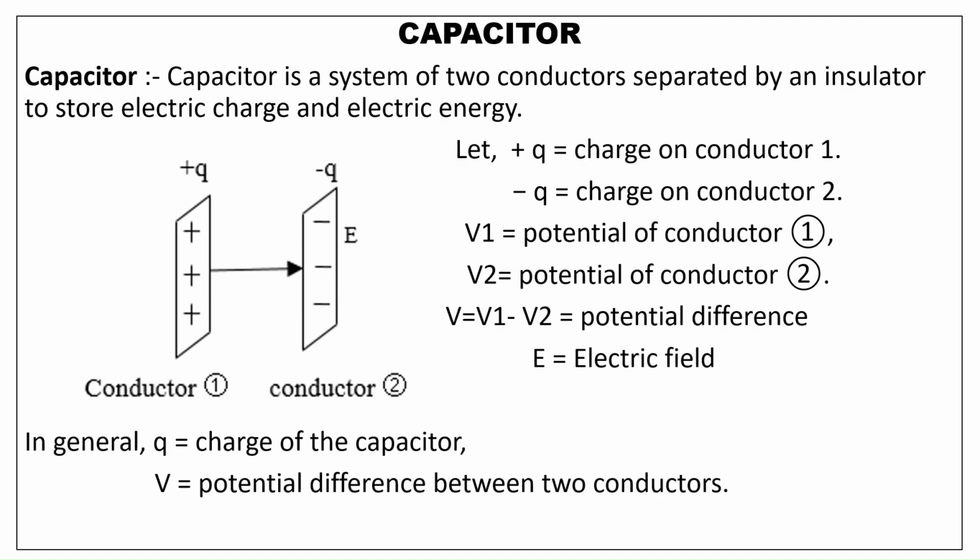A capacitor consists of two conductors having charges plus Q and minus Q, and potentials V1 and V2 as shown in the figure. The potential difference between the plates V is equal to V1 minus V2. Here Q is called the charge on the capacitor. It is equal to the charge on one of the conductors. But the net charge of the capacitor is 0, that is plus Q minus Q is equal to 0. In general, Q is the charge of the capacitor, and V is the potential difference between the two conductors.